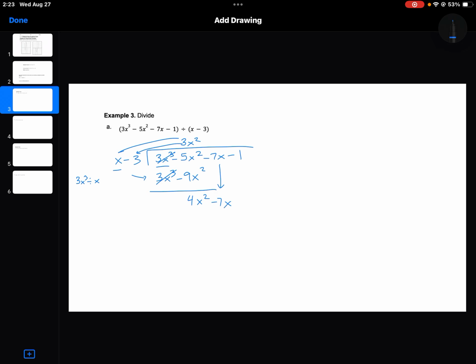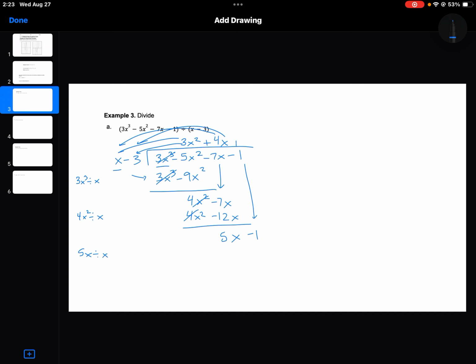Now I'm going to repeat my process. 4x squared divided by x. That is going to give me 4x. And then I'm going to multiply back through again. So 4x times x, which is 4x squared. 4x times minus 3 is minus 12x. And then I'm going to subtract again. My first 2 terms cancel out. Second 2 terms, I'm subtracting, which means I'm actually adding, and I'm going to end up with 5x. I'm going to bring down my next term, and then I'm going to repeat the process one last time.